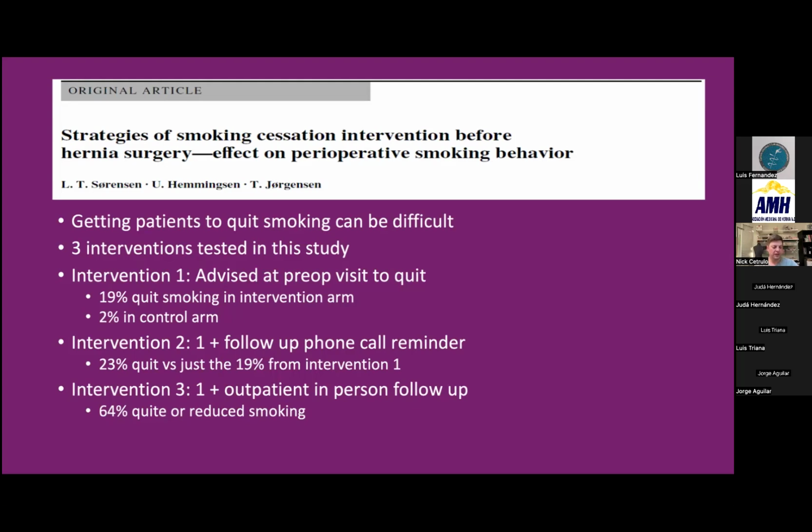So one of the most effective strategies to get people to quit smoking is actually frequent follow-up with the patient and trying to set up a program in your system where you have a specialist who has dedicated resources for patients to quit, and you give them an opportunity to meet in person to discuss it.